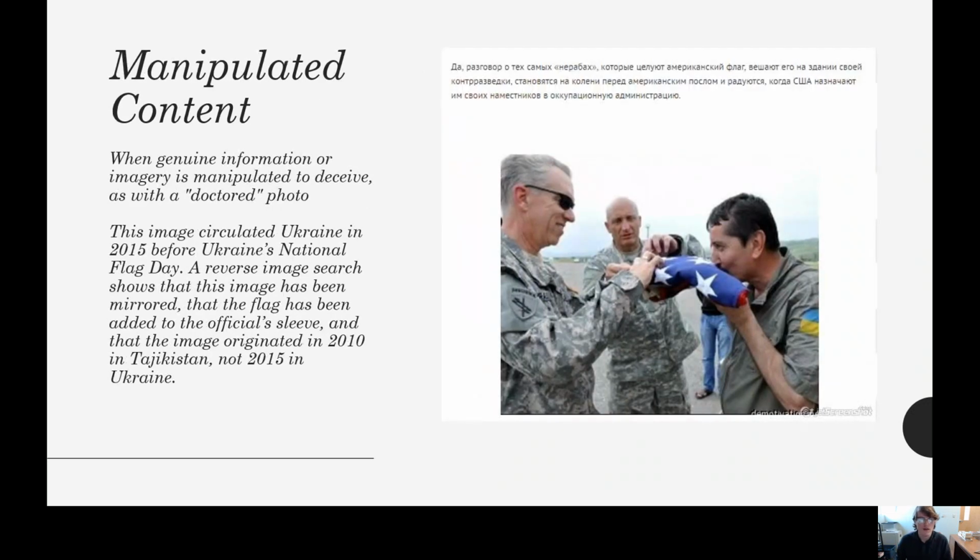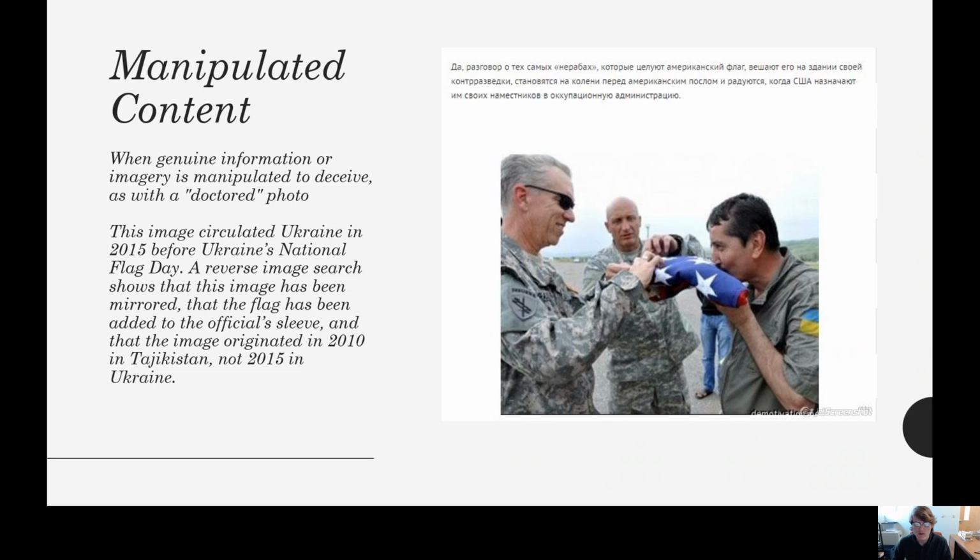Now let's talk about manipulated content. This is when genuine information or imagery is manipulated to deceive, as with a doctored photo. So this picture circulated in Ukraine before Ukraine's National Flag Day in 2015, with this gentleman on the right with a Ukrainian flag on his arm, kissing the American flag. Now this was shared around by anti-American political groups that were trying to frame the other side of the political argument as being pro-American.